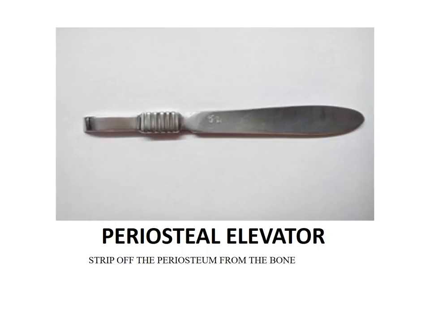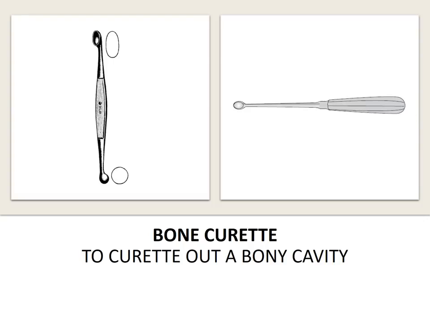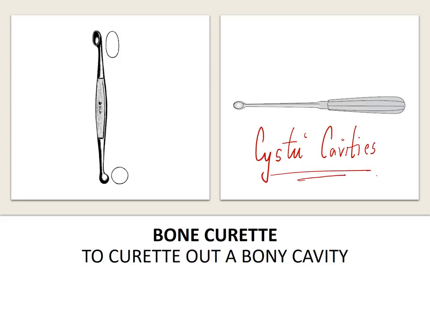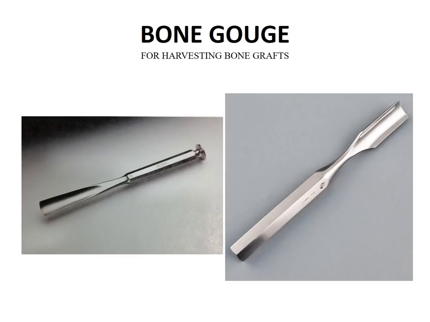Periosteal elevator. This is used when you need to expose the bone either for plating or any other surgery. Periosteal elevator. Bone curette. It can be used in cystic cavities where you need to do curettage. It is also useful when sometimes you have to remove a very small amount of cancellous bone graft. But usually for bone grafts, we have the bone gouge. After exposing the iliac crest, this gouge is run or an osteotome is run to take out the slivers of the bone graft.